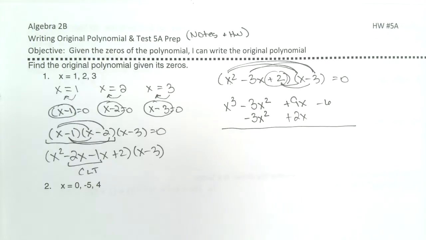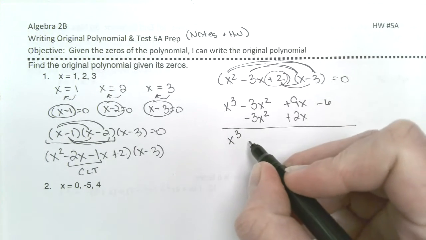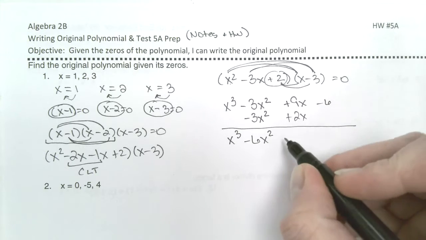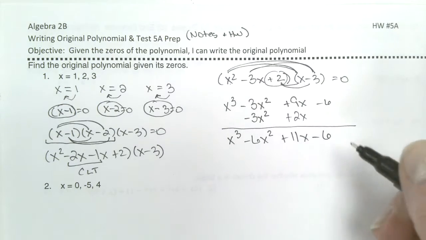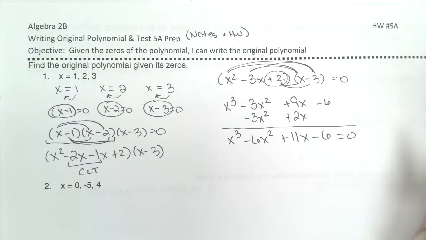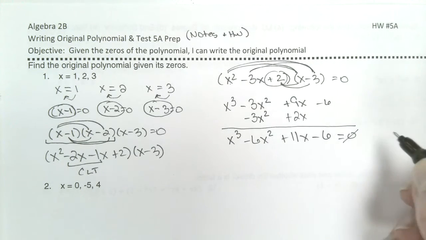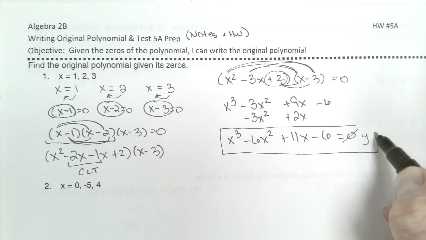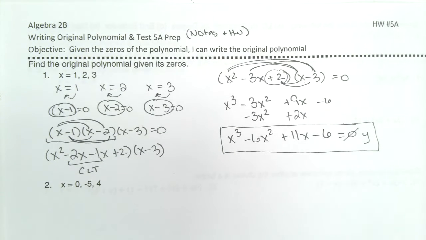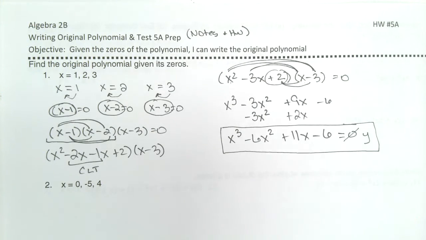You don't have to write them up and down like this. I just know that it helps keep me organized. So I get x to the third. Negative 3 plus negative 3 is negative 6x squared. 9, 10, 11x minus 6. And then finally, bring down your equals 0. And then if you want to find the original polynomial, you just get rid of the 0 and replace it with a y or an f of x. So hopefully you recall that from last semester. Number 2 is going to be your homework.